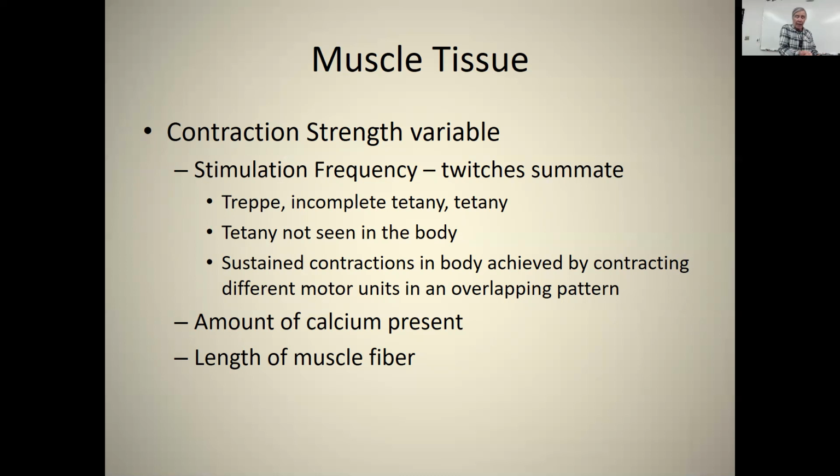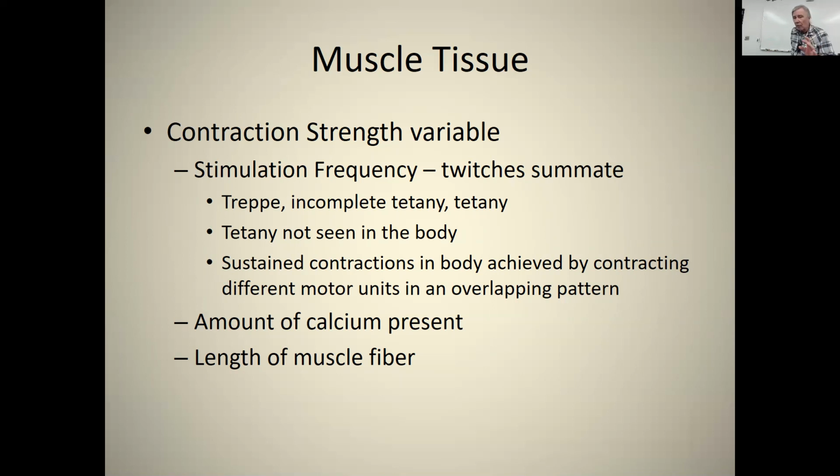Sustained contraction in the body is achieved by contracting different motor units in an overlapping pattern. So you want to have a sustained muscle contraction. We already talked about this earlier. If you want to keep on holding this thing up, you're utilizing several motor units to do this, and they're going to get fatigued. So it's an automatic pattern: if you want to keep on sustaining contraction, you turn off some motor units and turn on other motor units to take over in a revolving pattern to keep on holding that thing up.